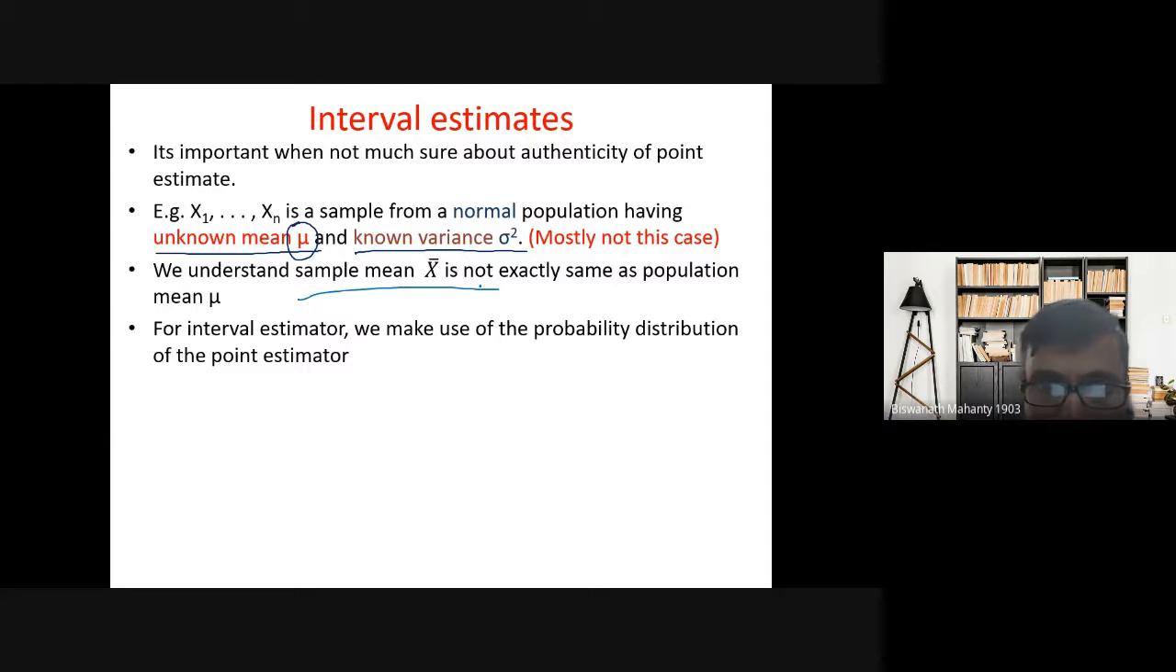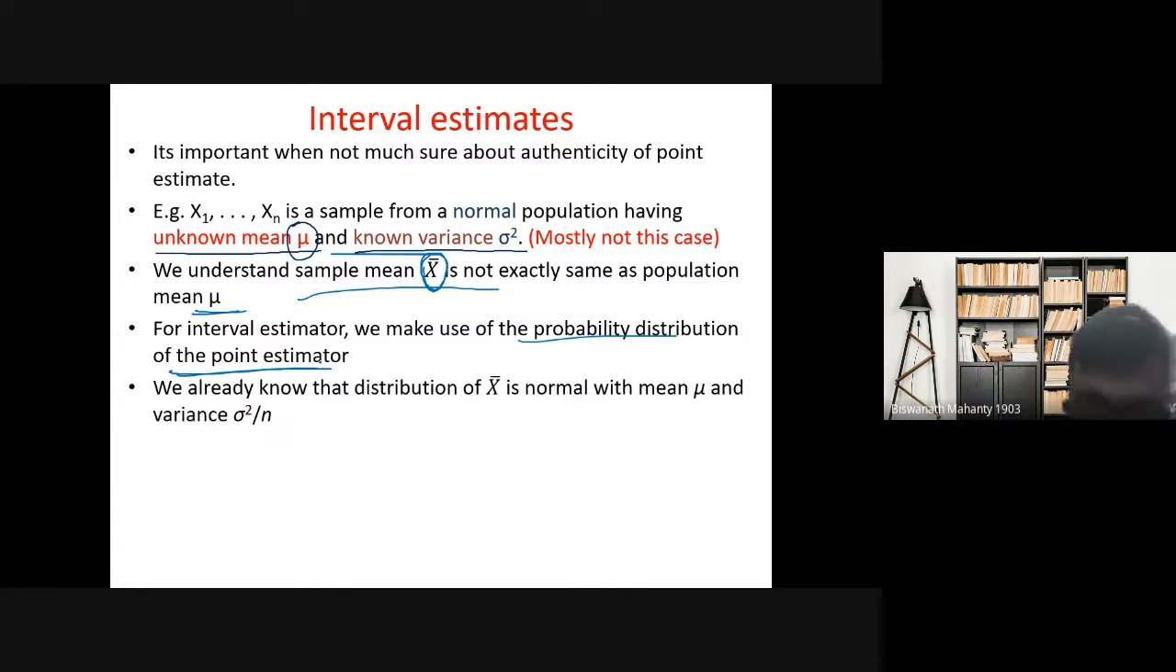So you understand the difference. When I talk about the sample mean, meaning 5, 10 or 20 samples, and then take x bar, it is not the same as the population mean mu. The population is very big and we don't know it. For an interval estimator, we make use of the probability distribution of the point estimator. Now the question is different.